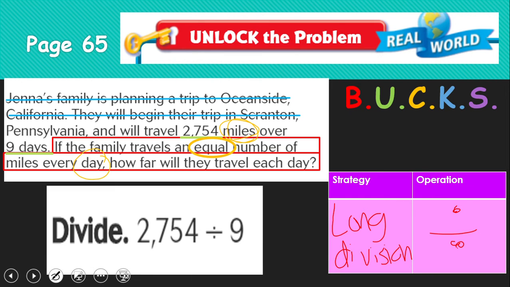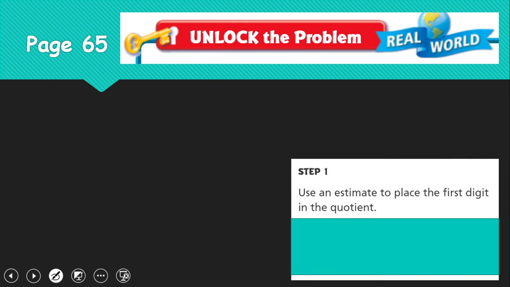All right, so we are going to be doing 2,754 divided by 9. So our first step here is to estimate. We want to make sure to estimate because estimating lets us know, one, where to place our first digit in the quotient. Do we start in the hundreds? Do we start in the tens? Do we start in the ones? Do we start in the thousands? And it also lets us check our answer at the end. So it's really essential that we estimate.